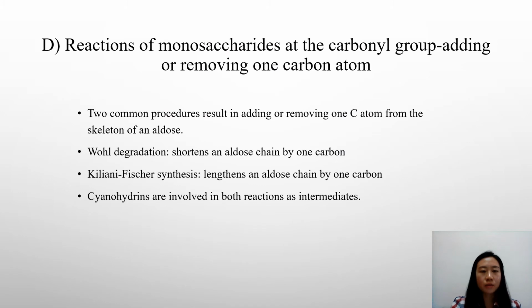The second type of reaction that we are going to discuss is the reactions of monosaccharides at the carbonyl group, adding or removing one carbon atom. In here, we are going to discuss the Wohl degradation, which shortens an aldose chain by one carbon, and the Kiliani-Fischer synthesis, which lengthens an aldose chain by one carbon. In both reactions, cyanohydrins are involved as intermediates.